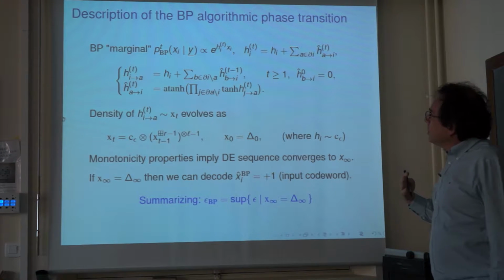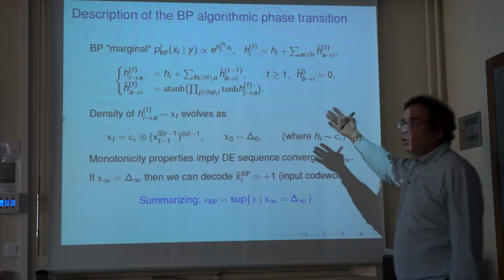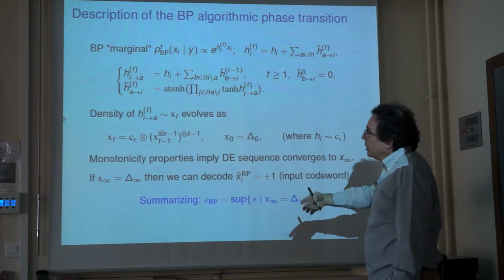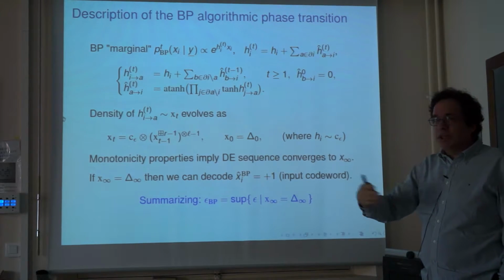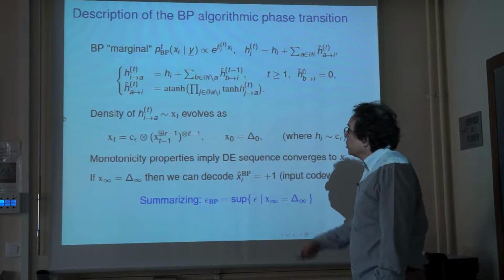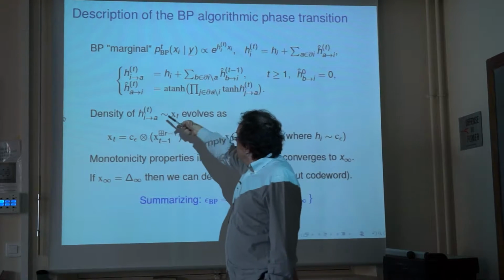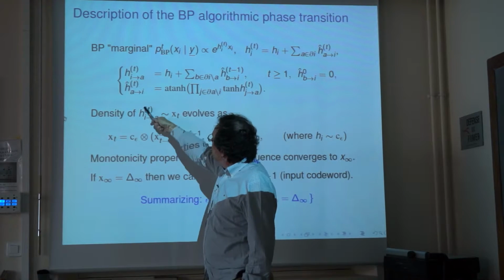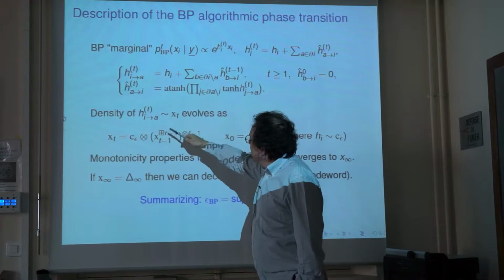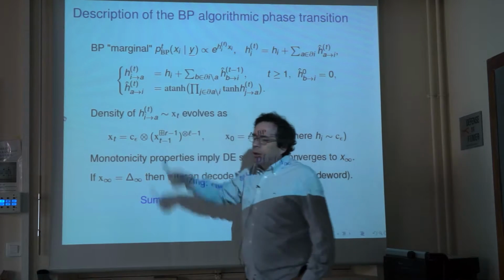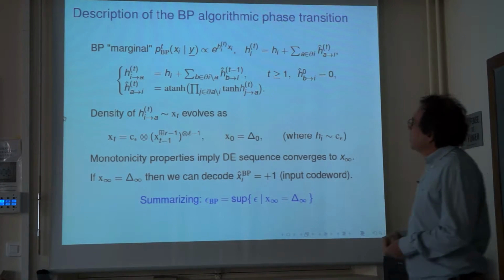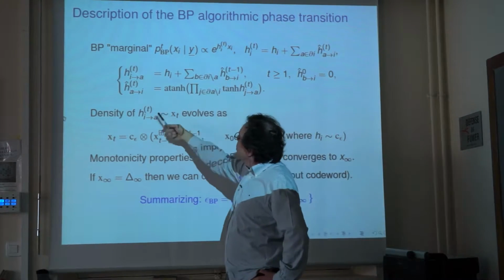And now to compute the algorithmic threshold, you have to track this algorithm. So how do you track the algorithm? Well, this is tracked by this famous density evolution formalism, the density evolution equation. So what is density evolution here? Well, you take these messages that flow from variable to check nodes at time t, assuming all messages are independent in this algorithm.